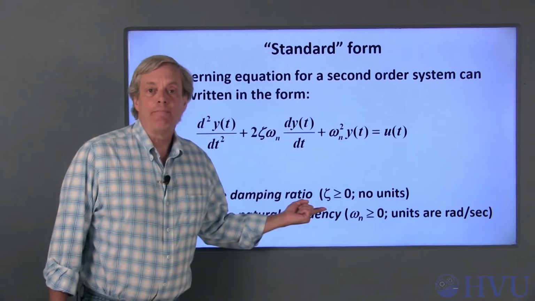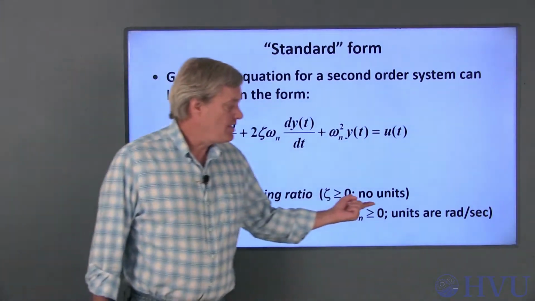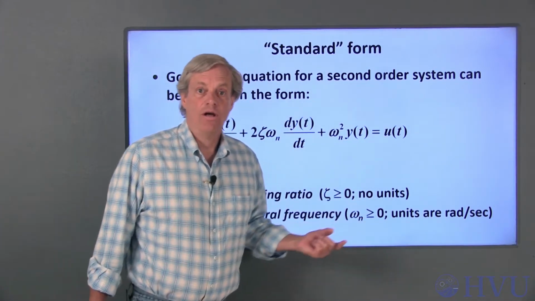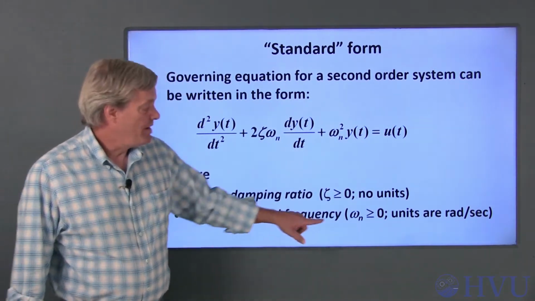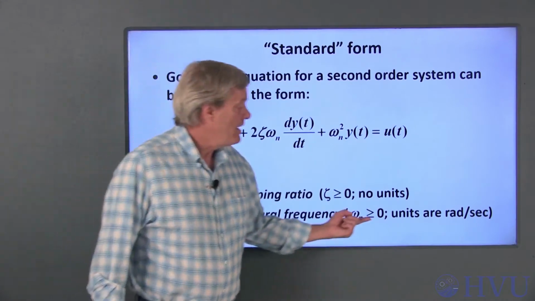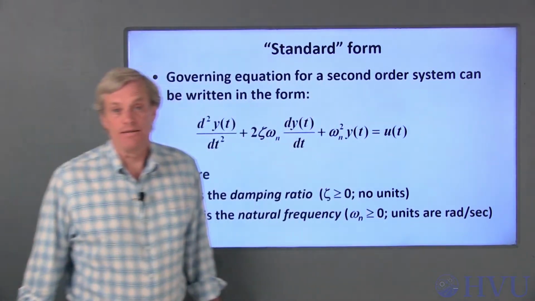Zeta is called the damping ratio. The damping ratio is a unitless positive number. Omega sub n is called the natural frequency of the system. Omega sub n is also a positive number, and it has units of radians per second.